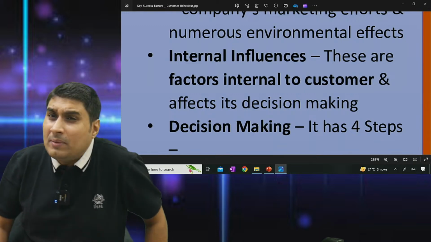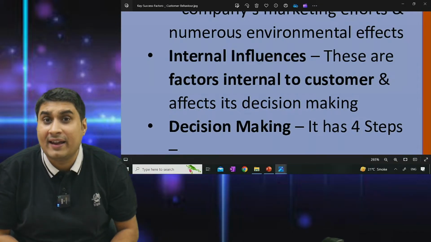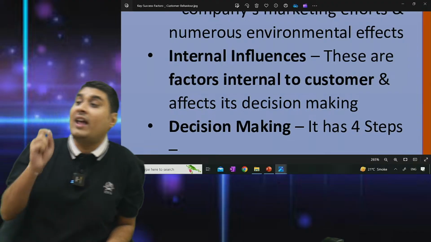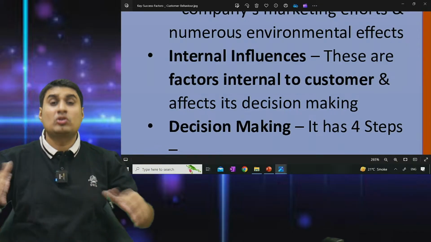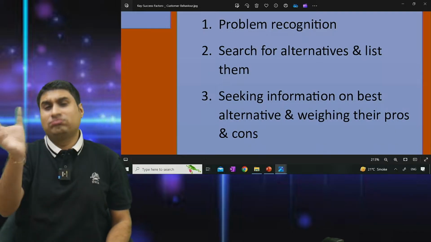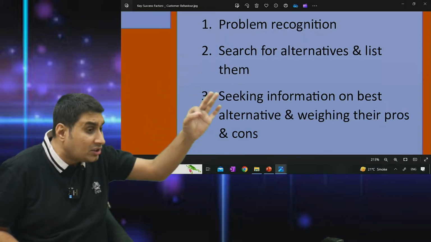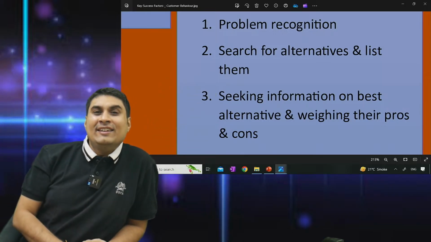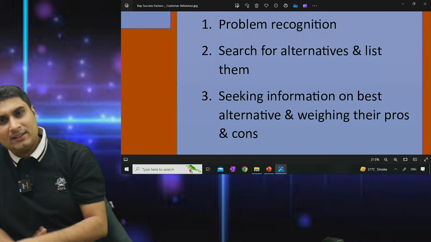Third is decision making. In decision making, what will I do? I will first find out what problem I have in my old phone. Then I will list all the alternatives which I have identified. I want to buy Samsung. I want to buy Apple. I want to buy these alternatives. Third point in decision making is to see the benefits and disadvantages of each option. Apple, good things, bad things. Xiaomi, good things, bad things. Okay, one more example. Realme, good things, bad things.